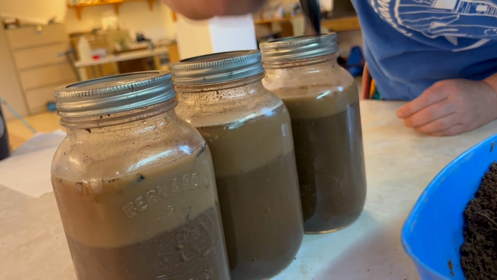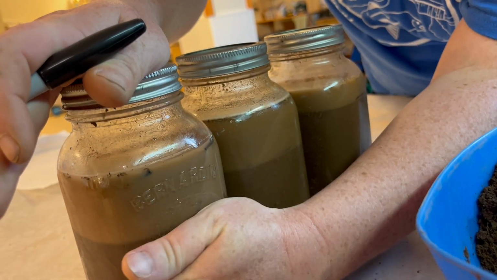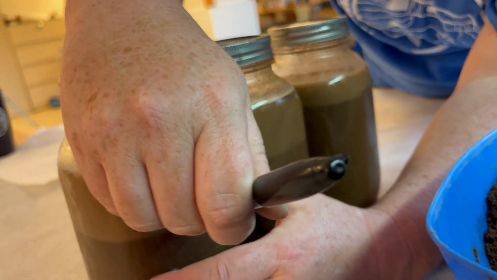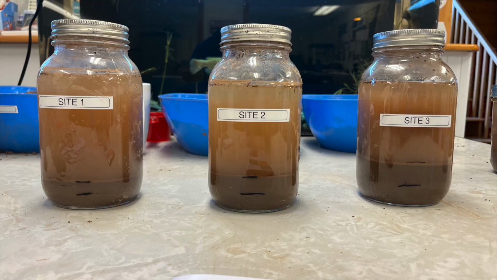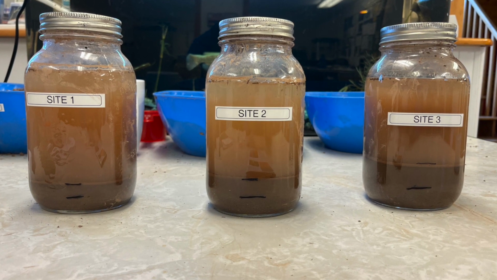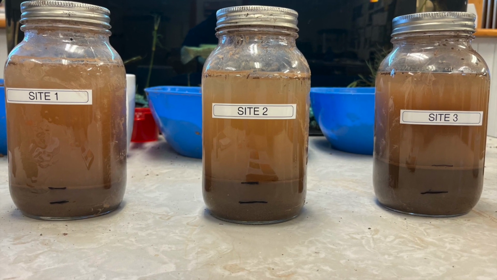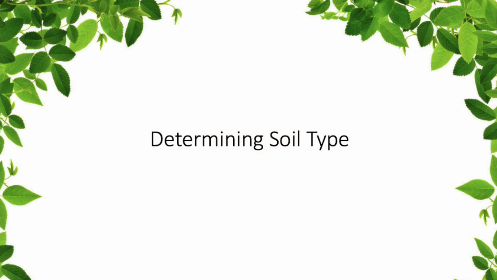Repeat in 1 hour. Silt should settle next. Then wait 24 hours for the clay to settle, and now draw a line at the top of the clay level. Once marked, measure the distance between each line, including the bottom line and the bottom of the jar. Now it's time for calculation.